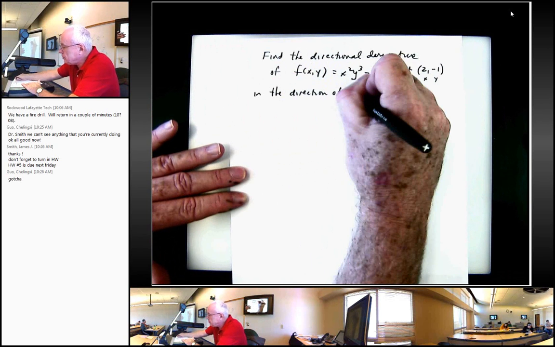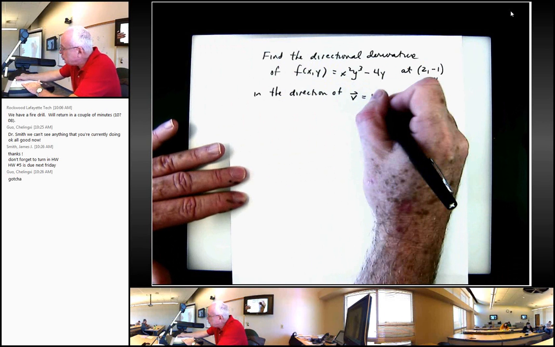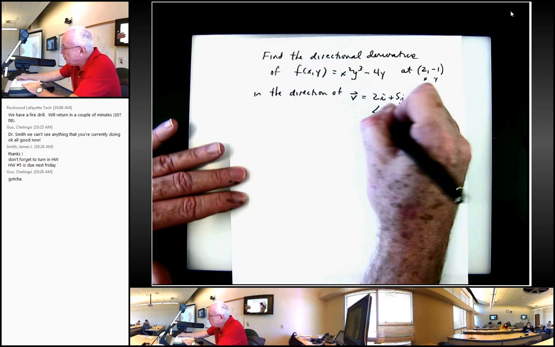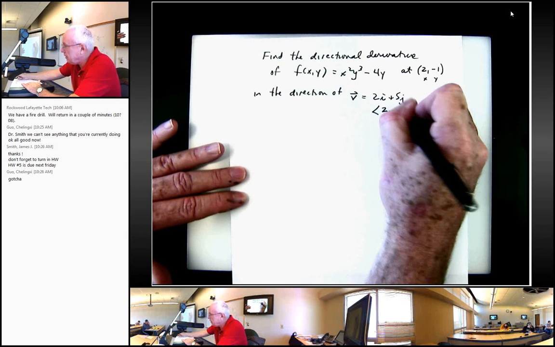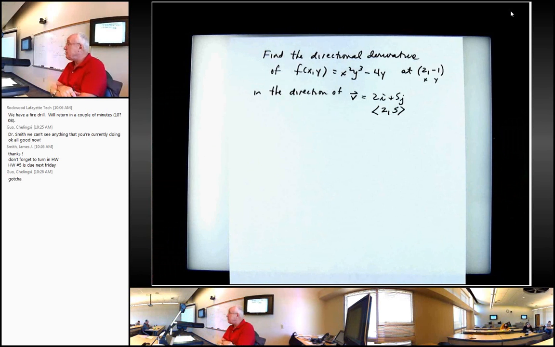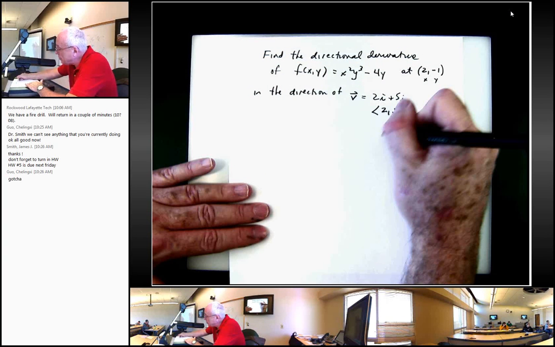v, and there's a reason I'm not putting u here, v equaling 2i plus 5j, or another way of writing that is <2, 5>. Now, the reason I didn't put u there is because that's not a unit vector. So that's one thing we'll have to do here is convert that into a unit vector when we calculate our directional derivative. So just want to point that out for right now, not a unit vector.